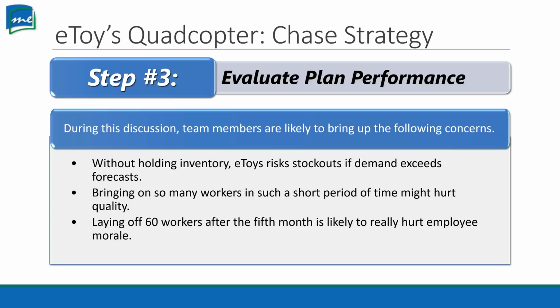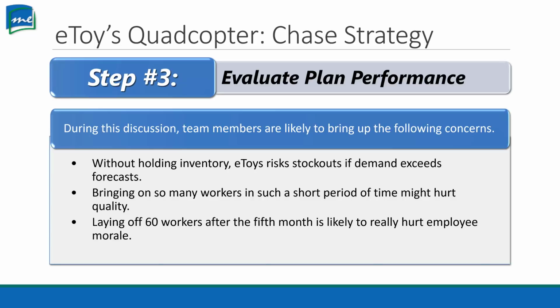And then laying off 60 workers after the 5th month is really going to hurt employee morale. So it was estimated about 250 employees over that 6-month period, and you're going to cut 60 of them. It's over 20% based on the numbers. So that's really cutting 20%. People are going to notice that. It's not like you're cutting 1 or 2. It's going to hurt. So this was the chase strategy.